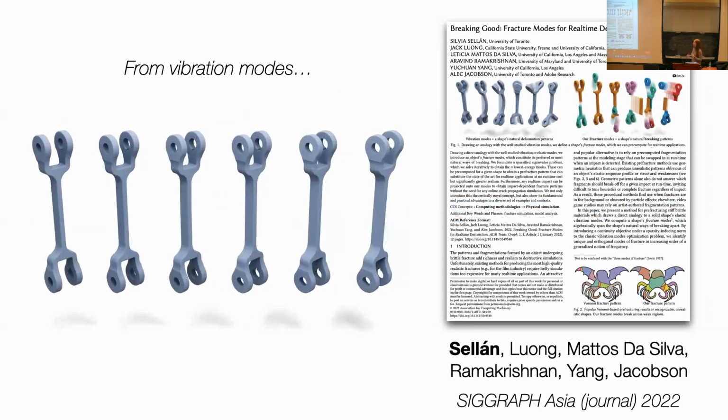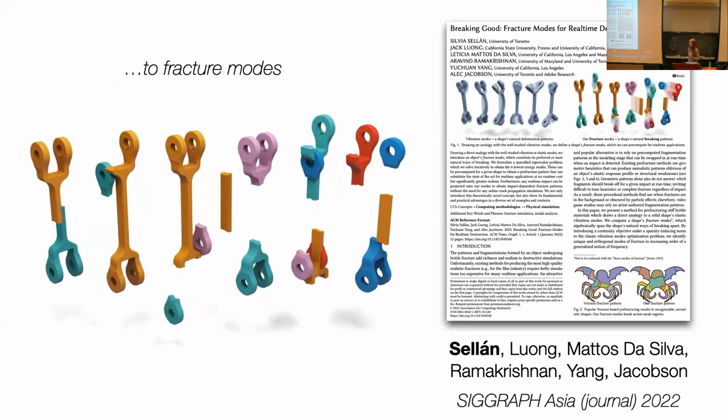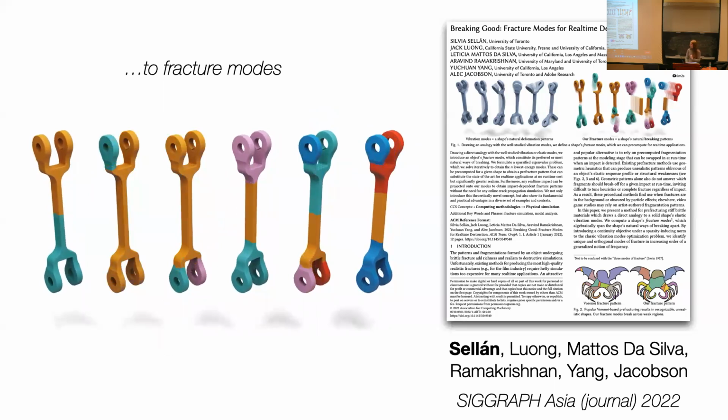If you've done physics or math, you might have heard of this in the context of a single string or a drum, but in computer graphics, we usually define it for more complex shapes. So these, we know how to compute. What we did was a very tiny change in their formulation to define fracture modes, basically an object's preferred ways of rigidly breaking.